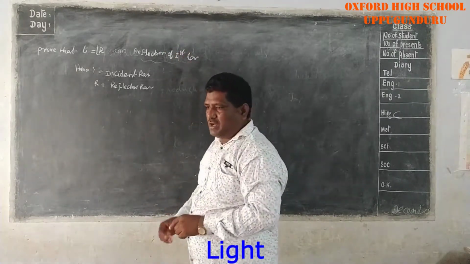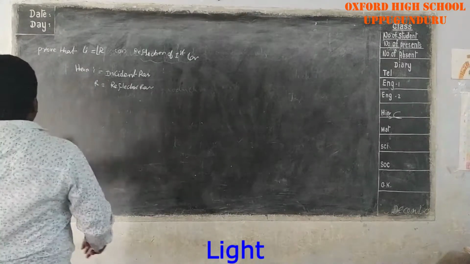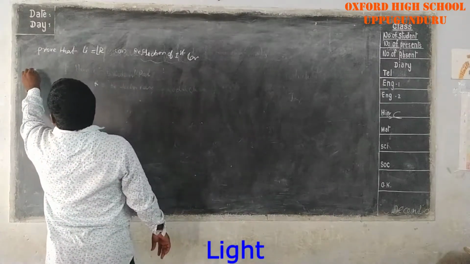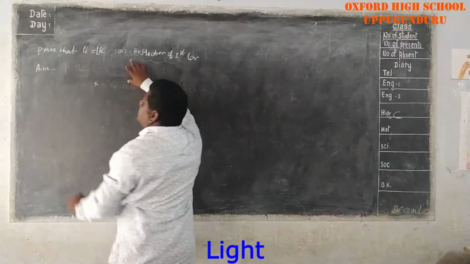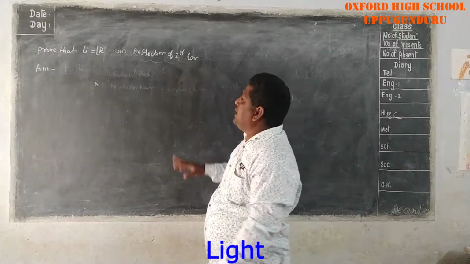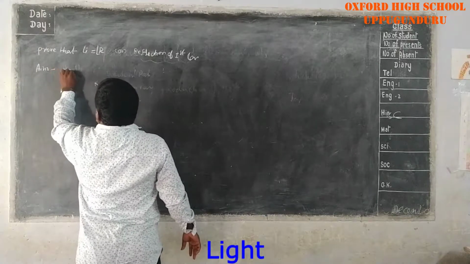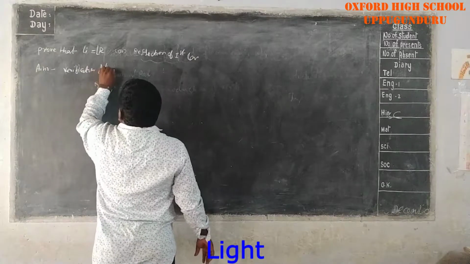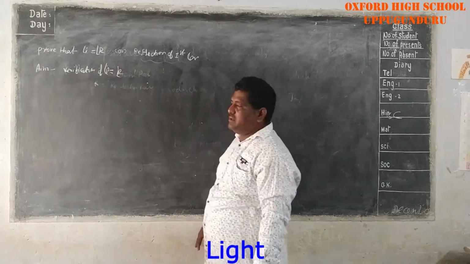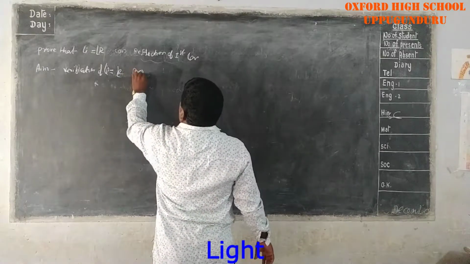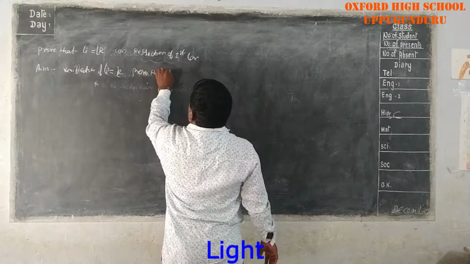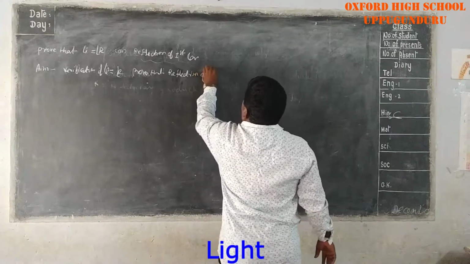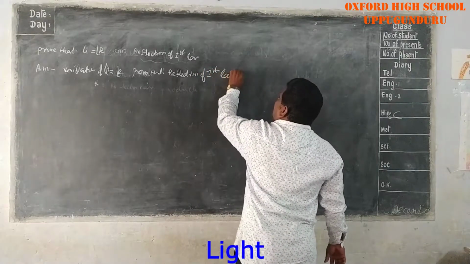Okay now. So first of all, what is the aim? Aim means verification of angle I equal to angle R. Prove the first law of reflection.